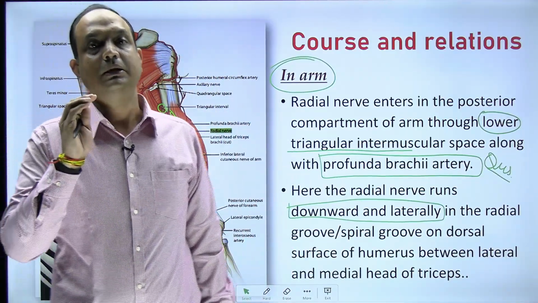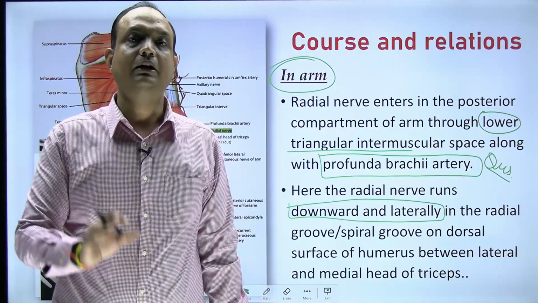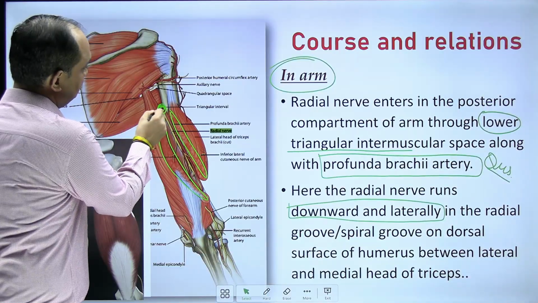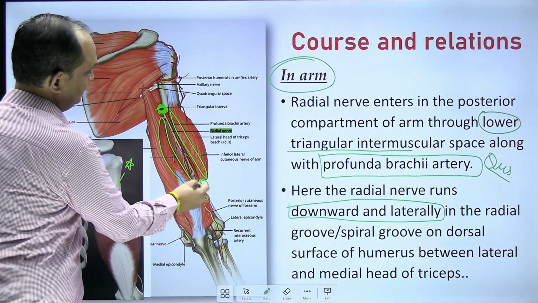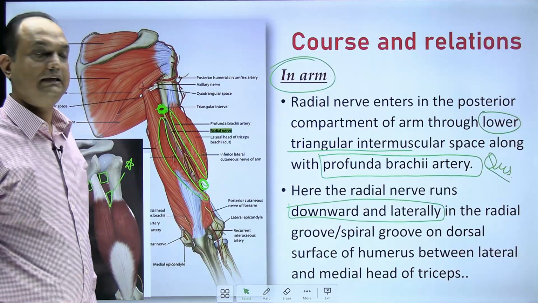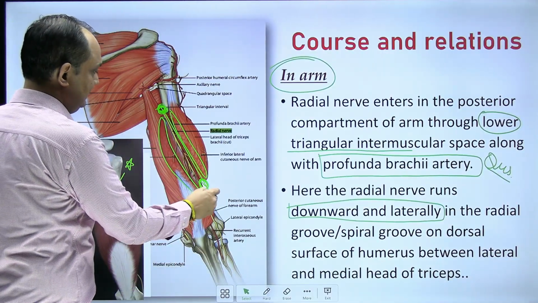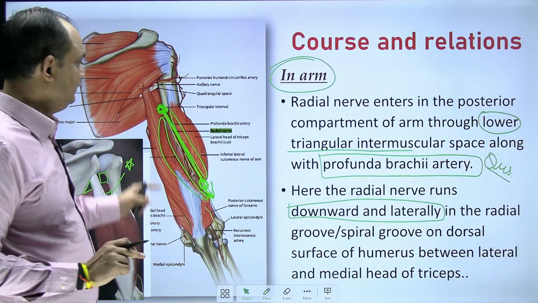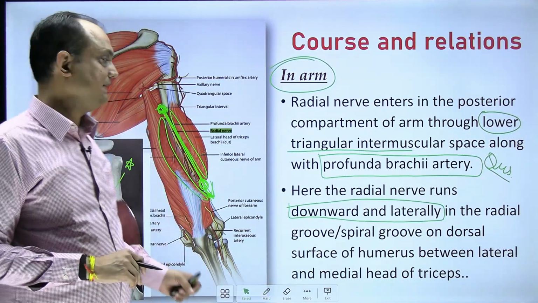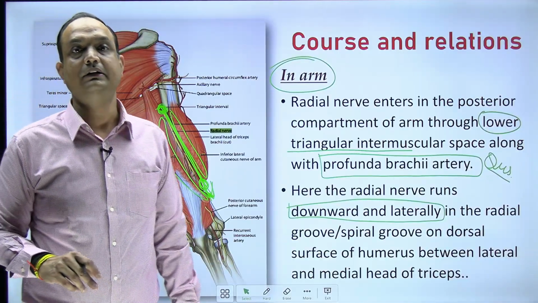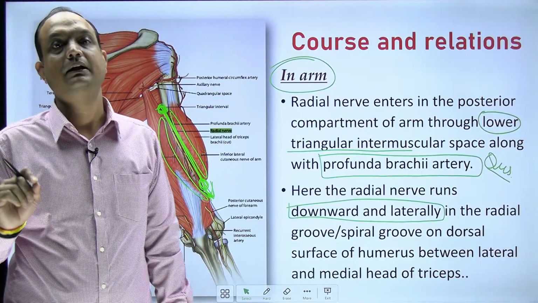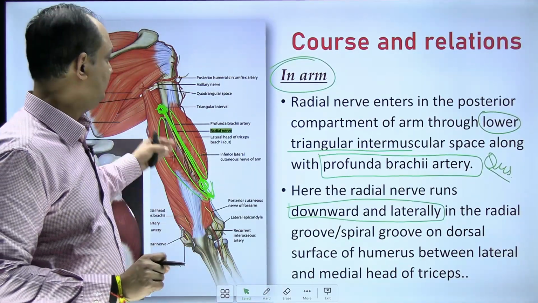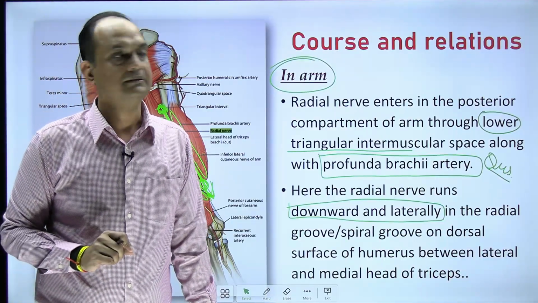Clear? So the important thing to understand here is what is the direction of the radial groove. This is the entry point, this is the exit point. So it is oblique, first thing. Second thing, it is going from medial to lateral side. So the direction is downward and laterally. Clear? So this is the first and important question. Second question is that the radial groove lies between, answer is medial and lateral head of triceps. Third question is what is the content? So answer is your radial nerve and profunda brachii vessels.